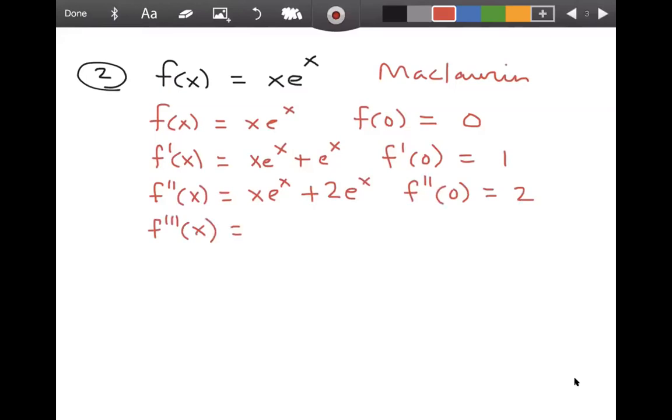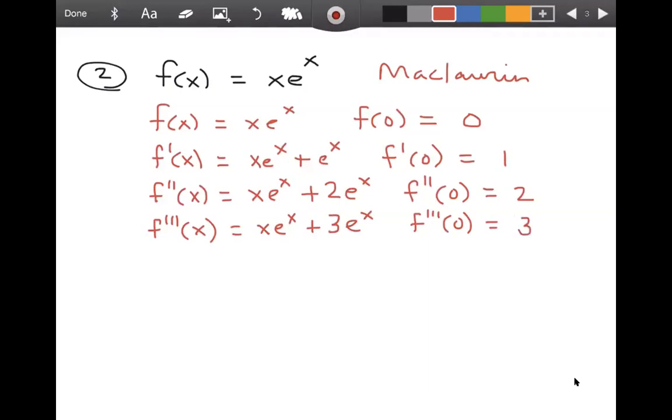So the derivative of x e to the x is x e to the x plus e to the x. The derivative of 2e to the x is 2e to the x. So I started with 1e to the x. I picked up 2 more e to the x's for a total of 3. Okay, and just like I was hoping, the third derivative of f at 0 is 3.